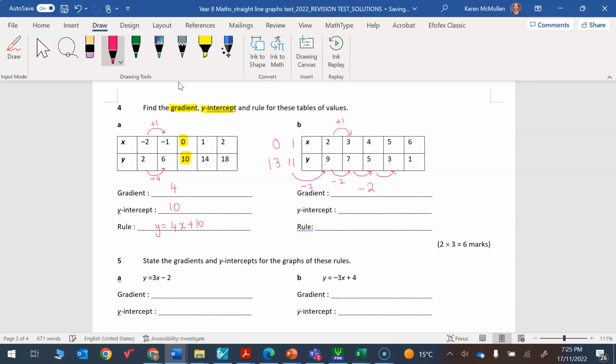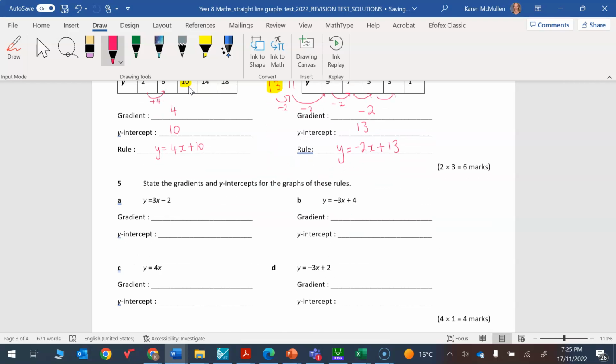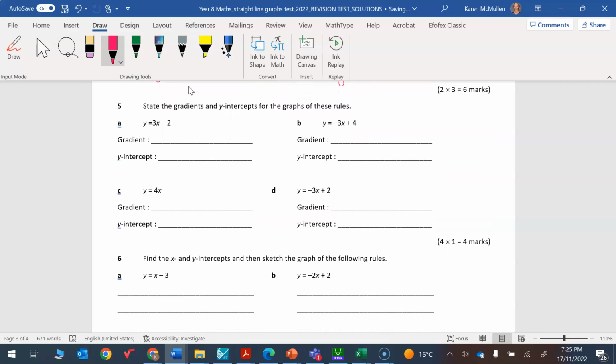So when you think about it, 11 minus 2 gives you 9, or 13 minus 2 gives you 11. So your y-intercept, again, when x is equal to 0, this time it's going to be 13. And then we can just substitute them into the rule, like so.